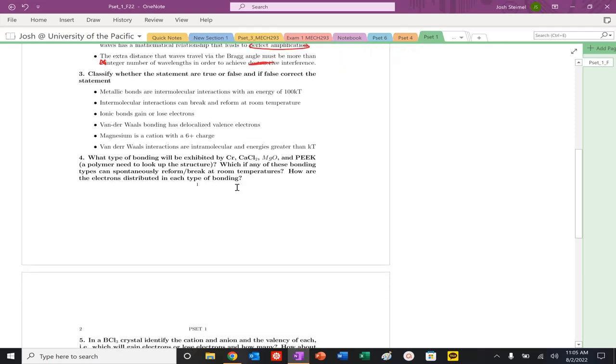All right. Classify whether the statement is true or false. Metallic bonds are intermolecular. Nope. They are intramolecular interactions with an energy of around 100 kT. That's a little bit less, but again, give or take. But those are intramolecular.